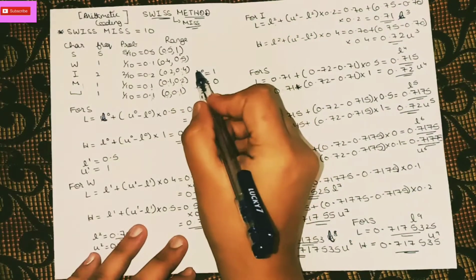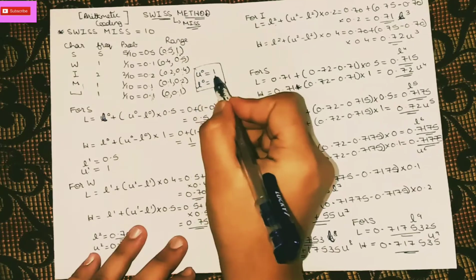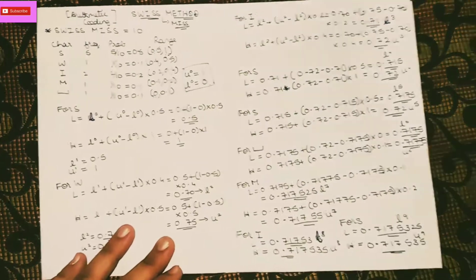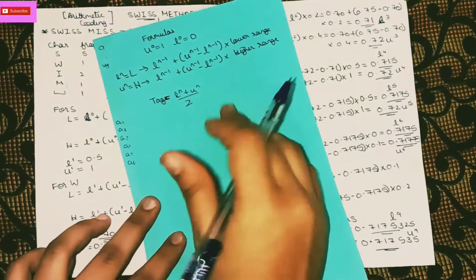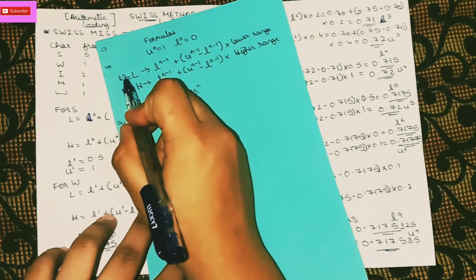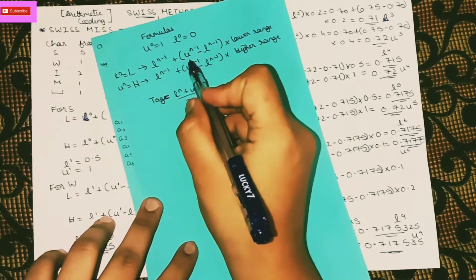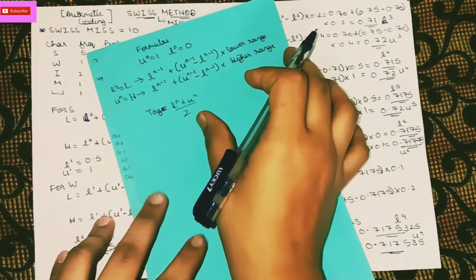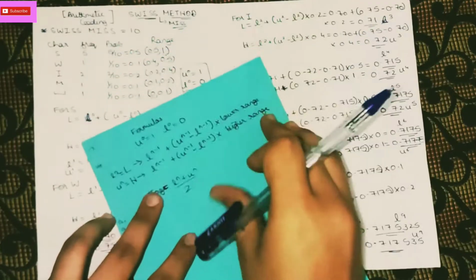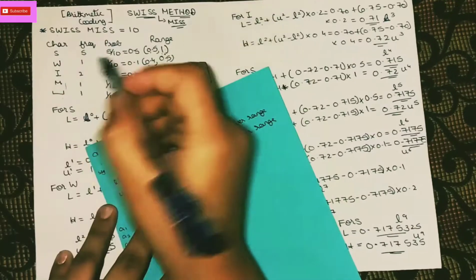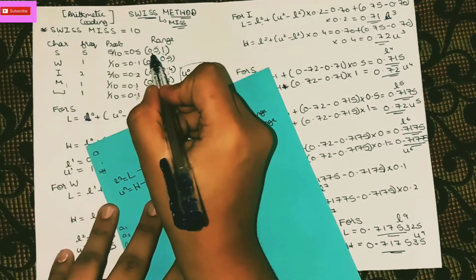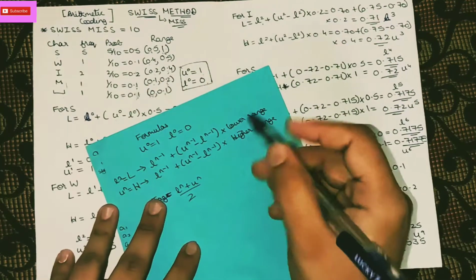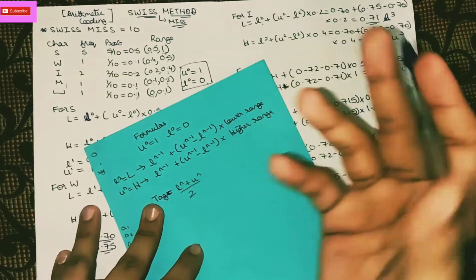Now you have to remember that U raised to 0 is always 1 and L raised to 0 is always 0. According to this formula, we need to calculate L raised to n, which is L raised to n minus 1 plus U raised to n minus 1 minus L raised to n minus 1, into the lower range. Now what is meant by lower range? For a symbol like S, the lower range is 0.5 and the higher range is 1. According to that, we will calculate the following things.